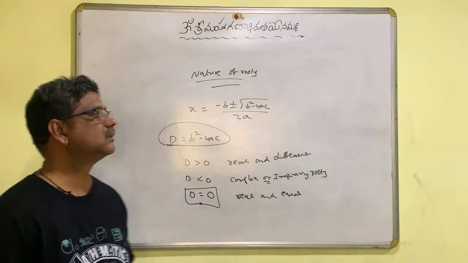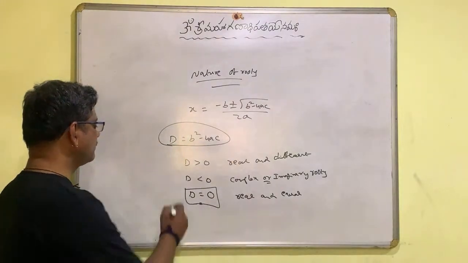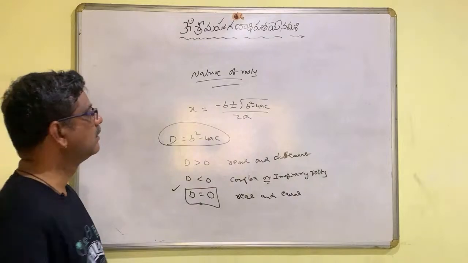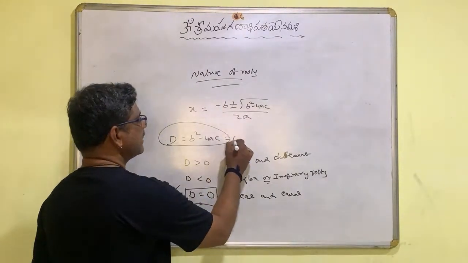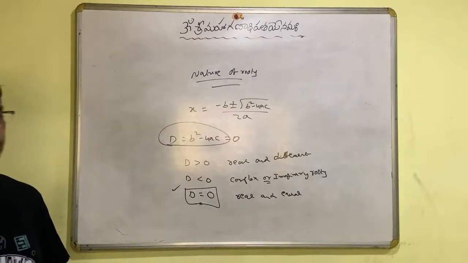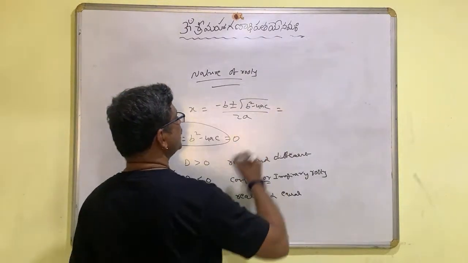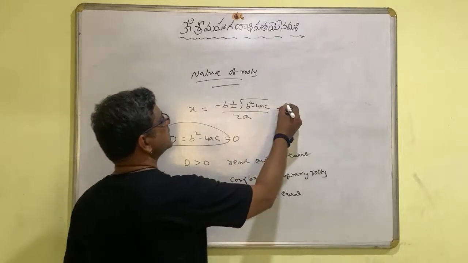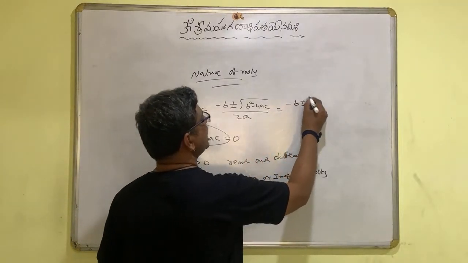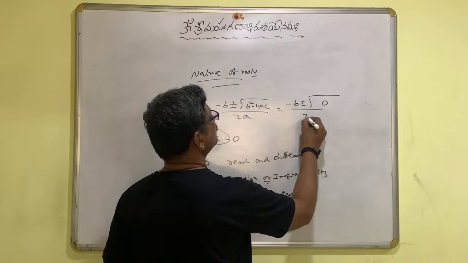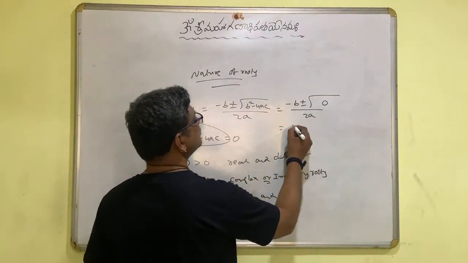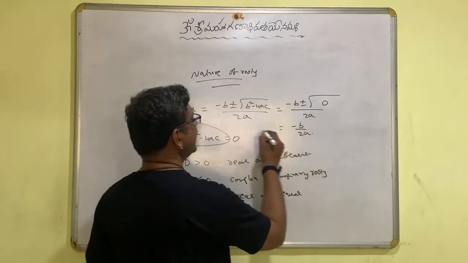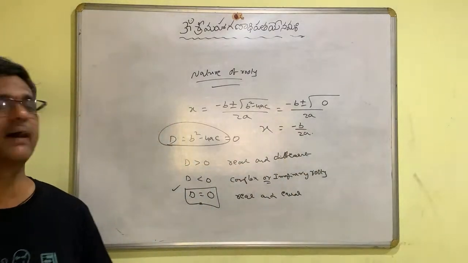Right. Let us understand this one more. What happens if D is 0? That means B square minus 4AC is 0. Let us substitute 0 in the place of B square minus 4AC: x is equal to minus B plus or minus root over 0, by 2A. That means x is equal to minus B by 2A.